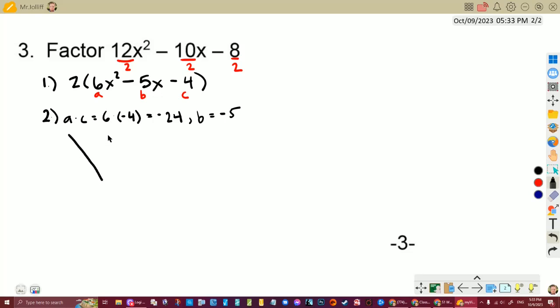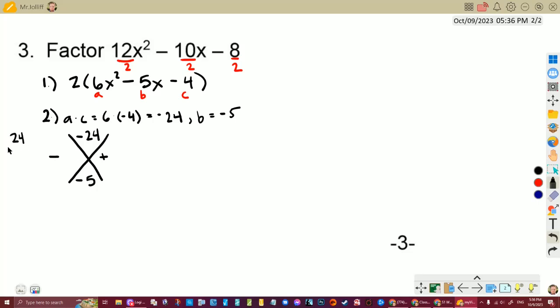So we set up our x, numbers that multiply to negative 24 and add to negative 5. So we know the top number is negative, meaning I know that my two factors have opposite signs. Negative times a positive gives me a negative. Because the bottom is negative, I know that the bigger of those two factors is the negative guy, so that when I add them, I get a negative answer.